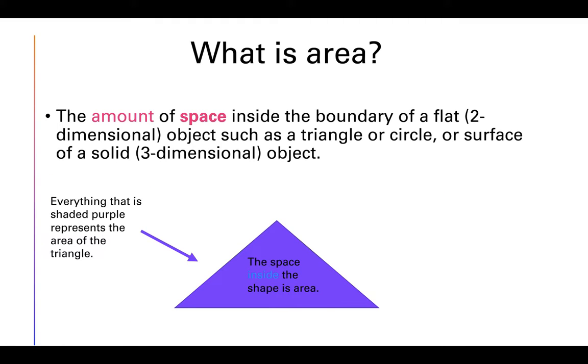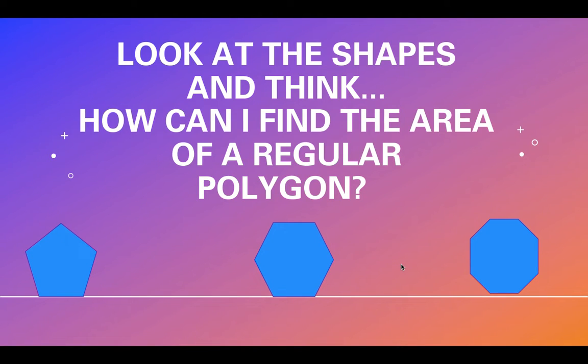What is area? Let me refresh your memory on what is area. It's the amount of space inside a boundary of a flat object, such as a triangle or circle. So how much space is inside a shape? Everything that's colored purple here is the area. Nothing outside of it, not the border. That would be perimeter. Don't get confused. Only what's inside.